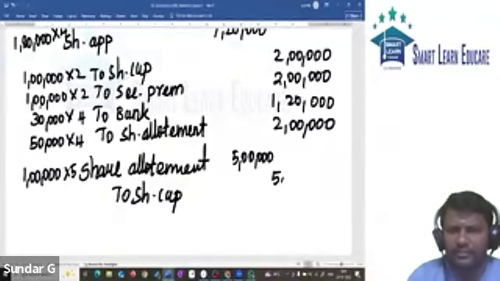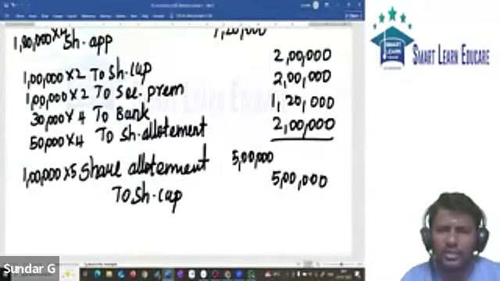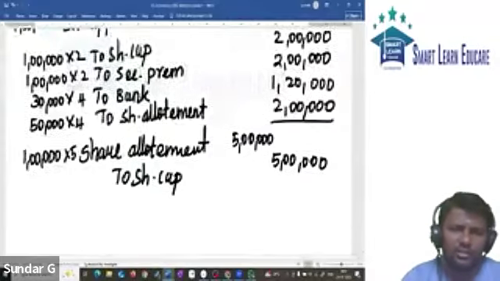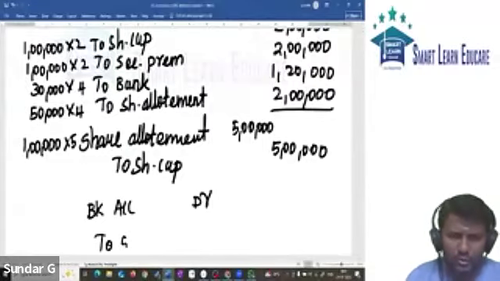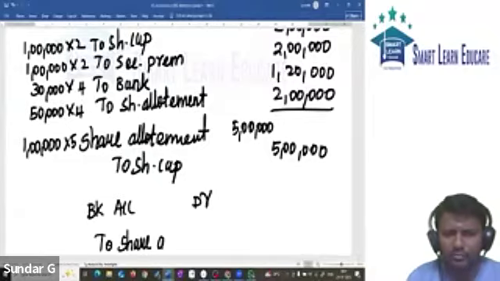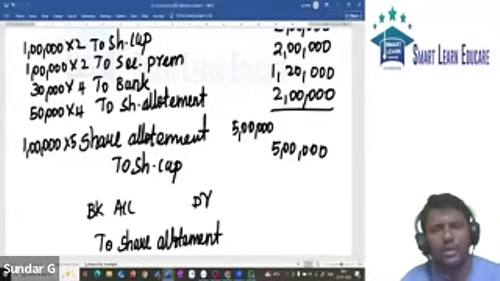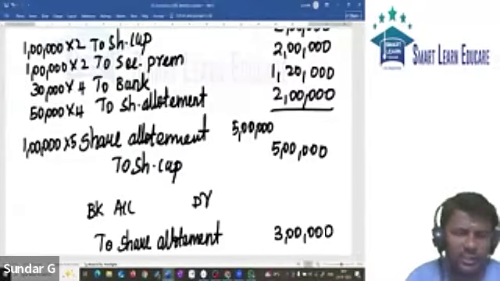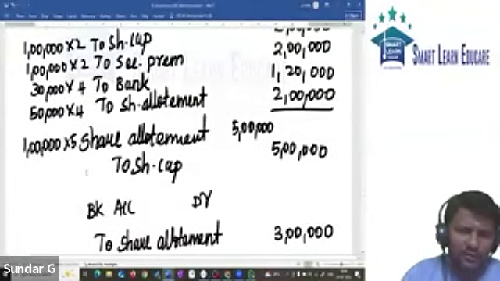Out of 5 lakh, how much is already received? 2 lakh is received. What is the receipt entry? Bank account debit to share allotment. 5 lakh we have, and 2 lakh is already received. 5 lakh minus 2 lakh, so share allotment should be credited with 3 lakh.